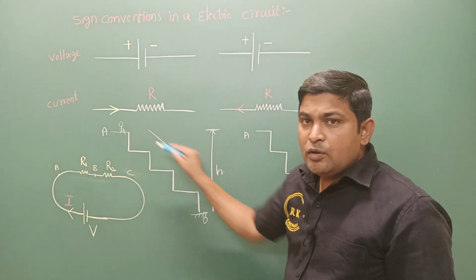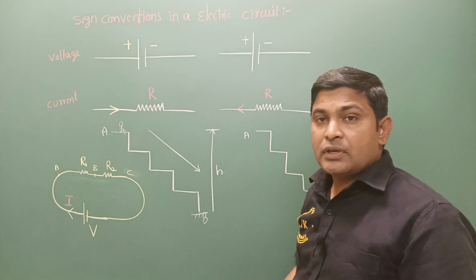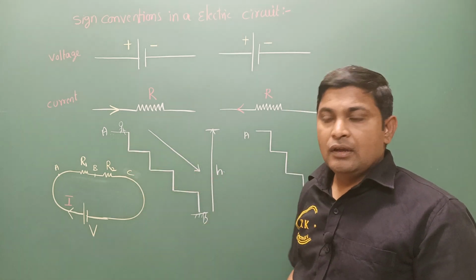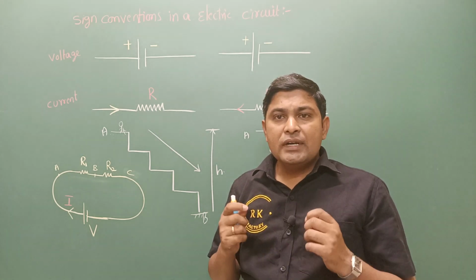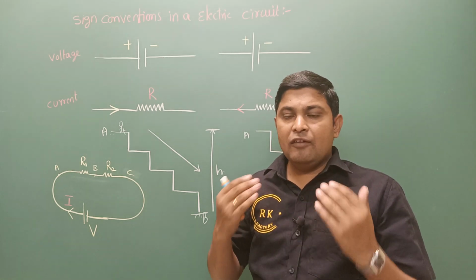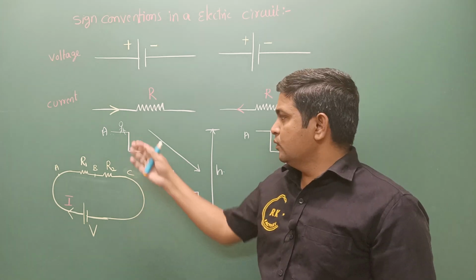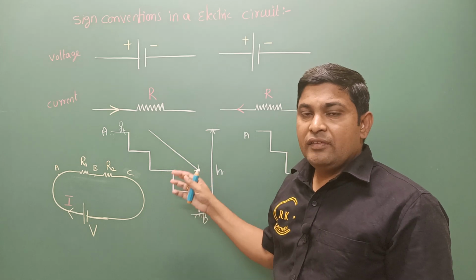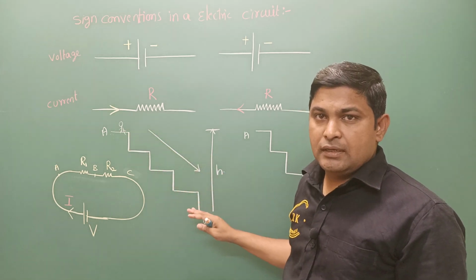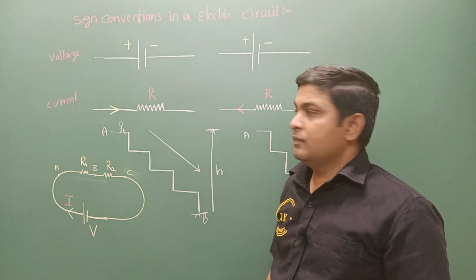Whenever he is coming from A to B, surely he is going to lose his potential energy, meaning higher potential to lower potential. Then in this case, what is happening to his energy? Is it going to have more or less? Surely he is going to lose his energy, no? So that's why we are going to say it's negative, higher potential to lower potential. If he is moving like this, we are going to give him the negative sign.